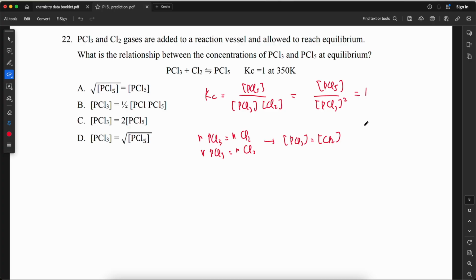So Kc equals the concentration of PCl5 divided by the concentration of PCl3 squared, equal to 1. Therefore, the concentration of PCl3 squared equals the concentration of PCl5. So the concentration of PCl3 will be the square root of the concentration of PCl5.